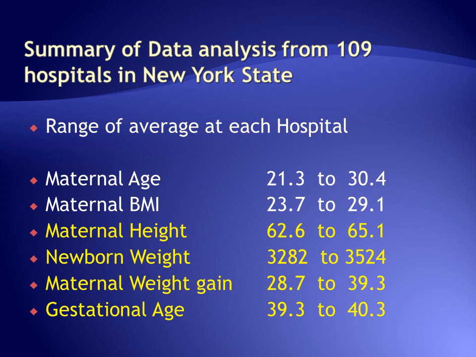What about the other 4 physical characteristics that have been previously proven to contribute to inherent risk? My analysis of 109 hospitals in New York State confirmed that these hospitals not only had important differences in maternal age and BMI, but that they also had different average values for maternal height, newborn weight, maternal weight gain, and gestational age.